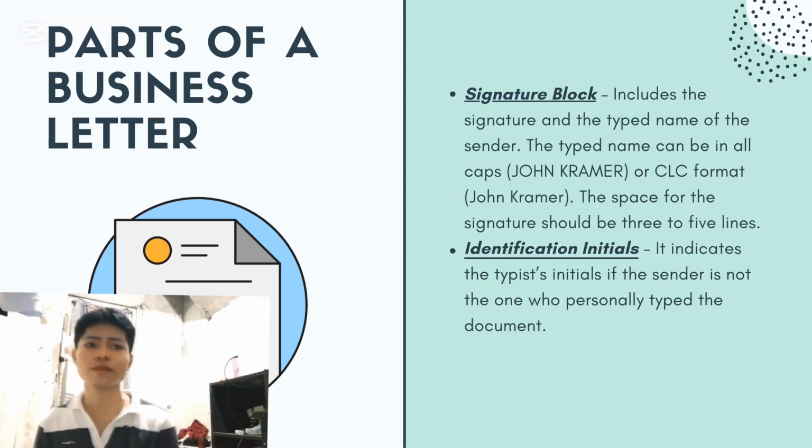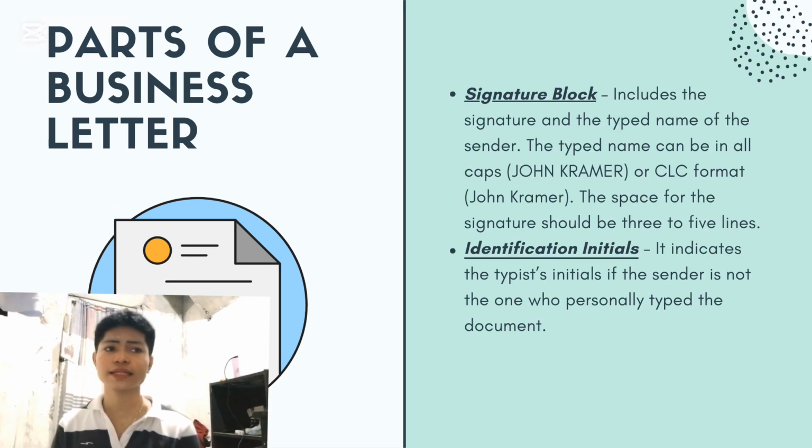The next signature block includes the signature and the typed name of the sender. The typed name can be in all capital letters pero pwede ra po siya dili capital letters. The space for the signature should be 3 to 5 spaces. So, gikan sa atong body paingon sa atong signature dapat 3 to 5 space ang ato ang space ana para sa ato ang signature. Dili siya makasingkit or makadikit sa ato ang body. Okay, para na po siya space lang.